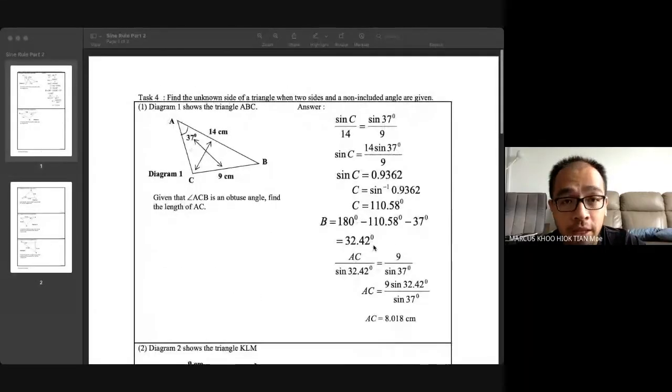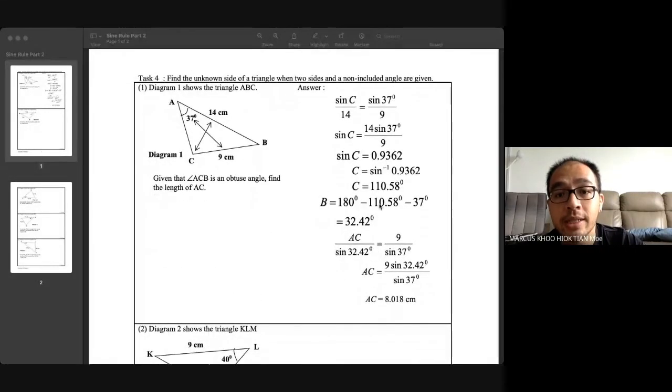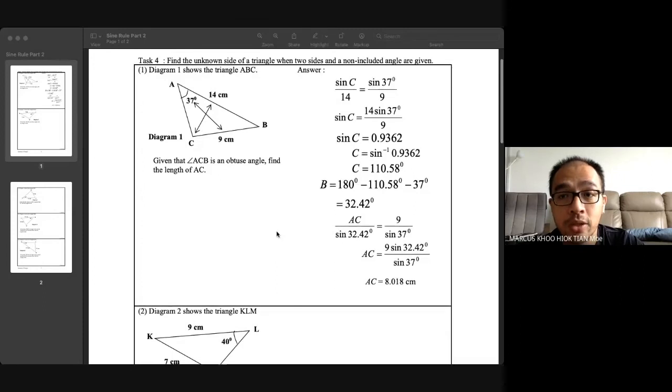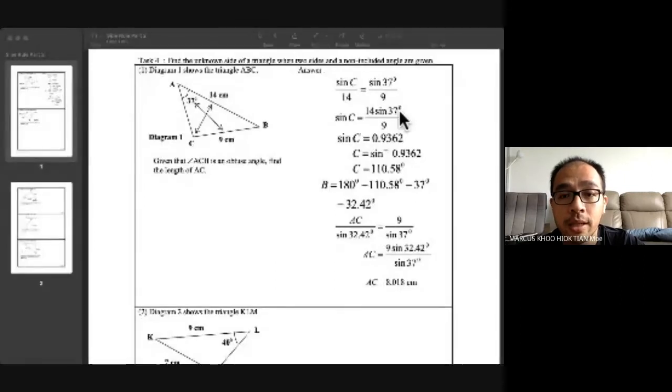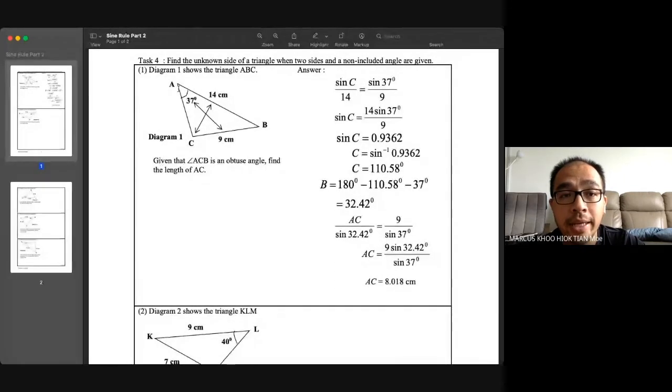There are not that many questions, only 5 questions. But all of these involve the sine rule, and all of them also involve the ambiguous angle. So you see this question over here: given that ACB is an obtuse angle, they already tell you it is an obtuse angle. That's why they can get this 110.58.